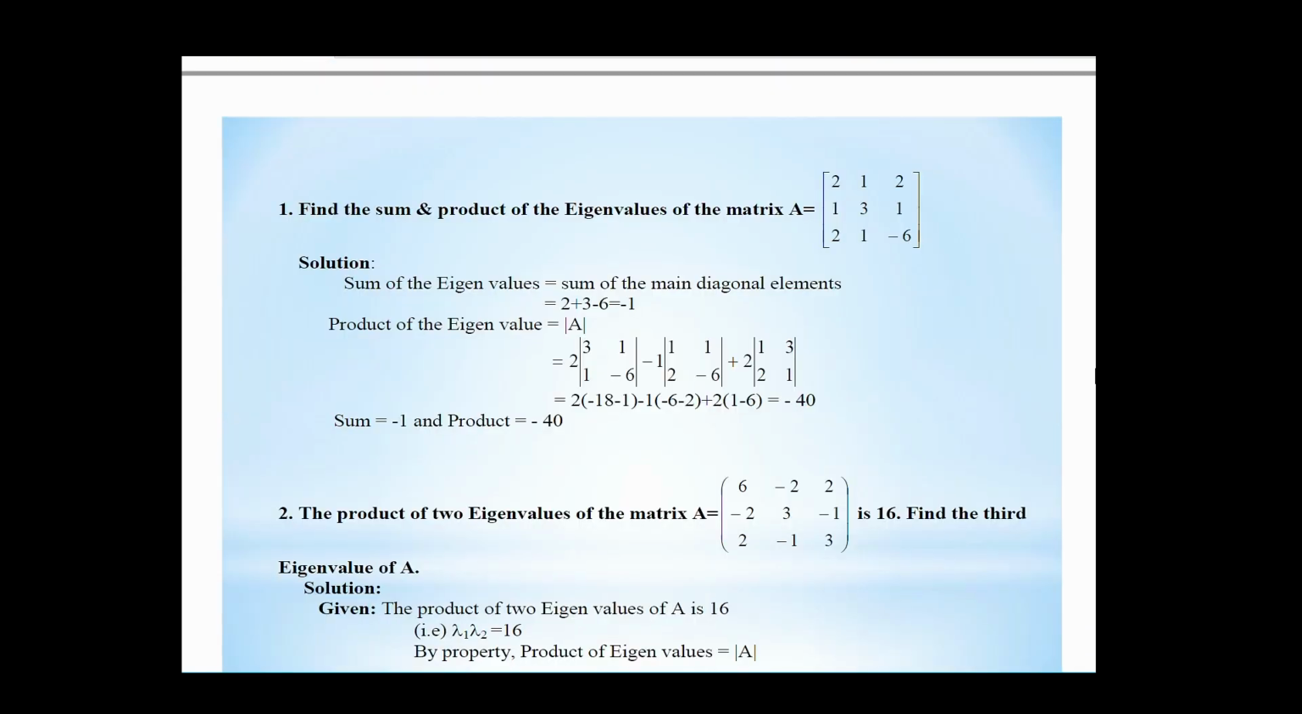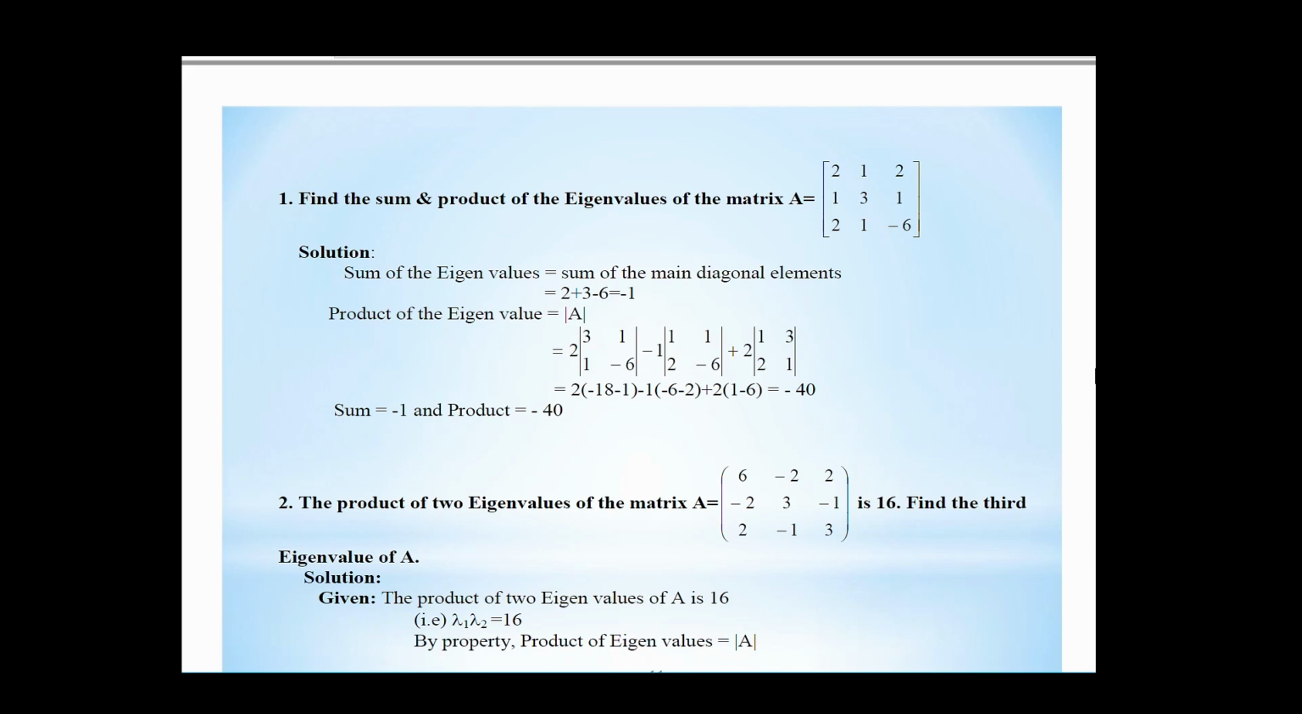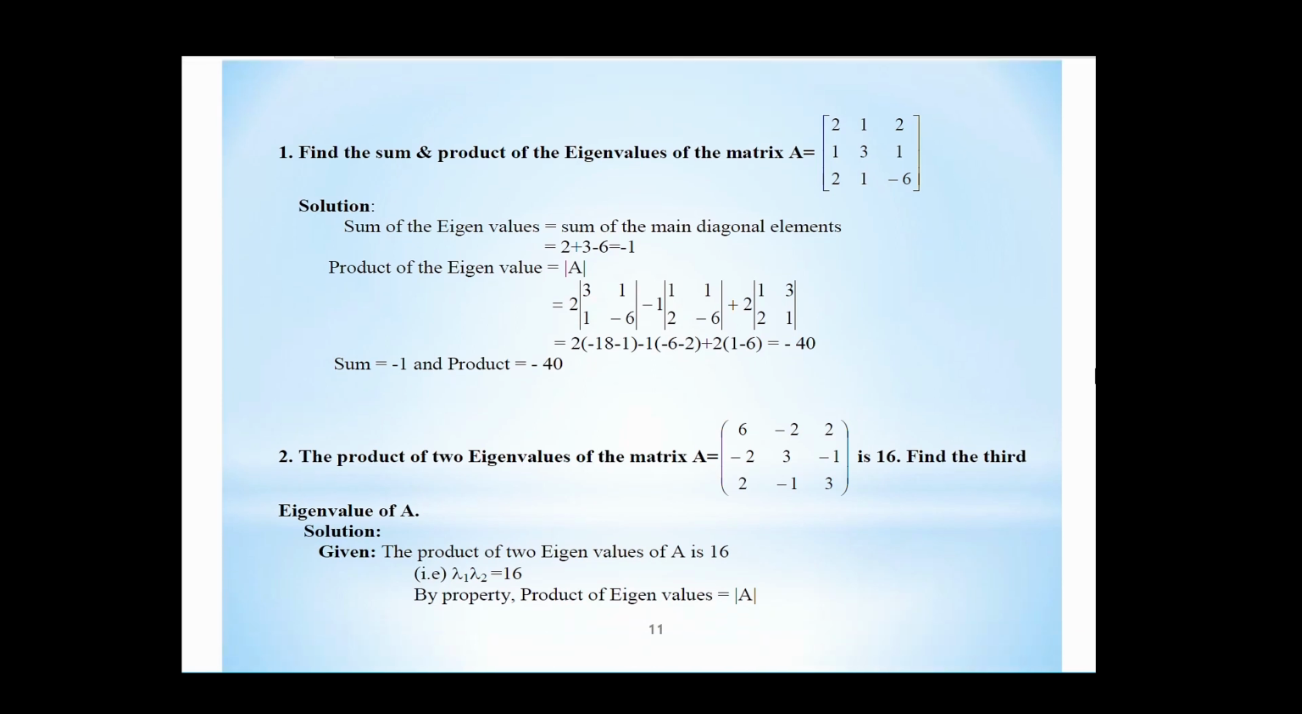Now we see the sum and product of the eigenvalues of a given matrix. For example, the given matrix A is 2, 1, 2, 1, 3, 1, 2, 1, minus 6. We find the sum and product of the eigenvalues. Here we can directly find the eigenvalues because the given matrix is a symmetric matrix. In a symmetric matrix, the diagonal elements are the eigenvalues of the matrix.